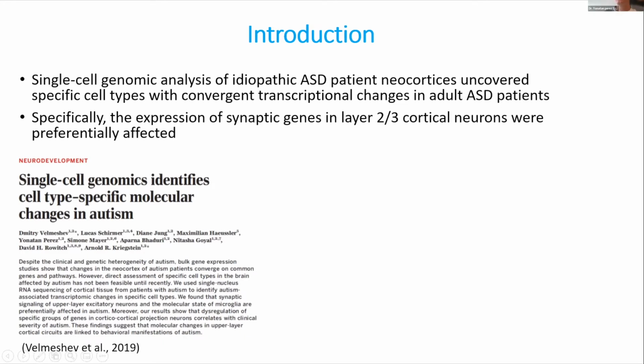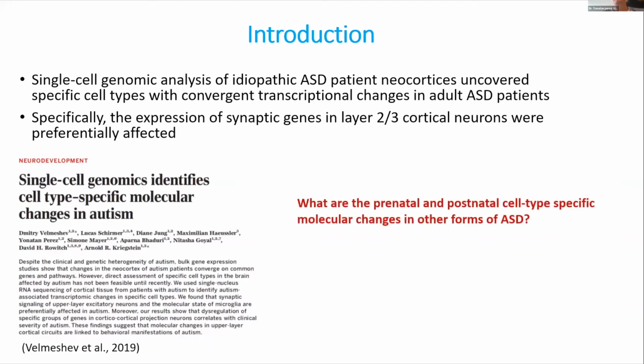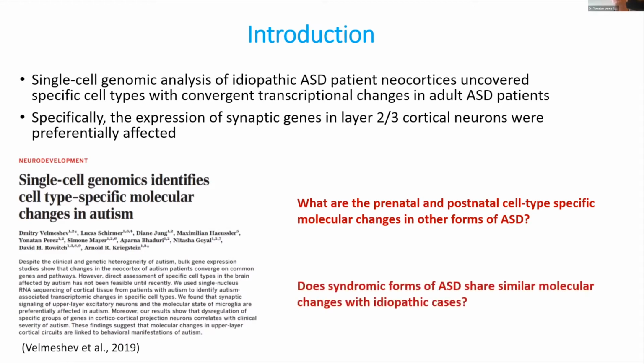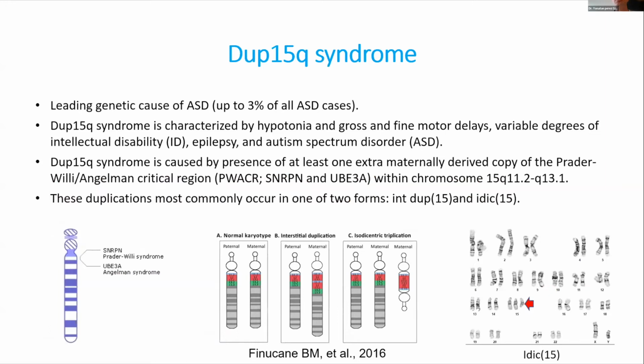Sorry about that. So this has led me to ask key questions that I wanted to further explore in this follow-up study. One of the questions was, what are the prenatal and postnatal cell type specific molecular changes in other forms of autism, such as syndromic forms? And the other question was, what's the degree of convergence or divergence between different molecular changes of idiopathic cases versus syndromic forms of autism?